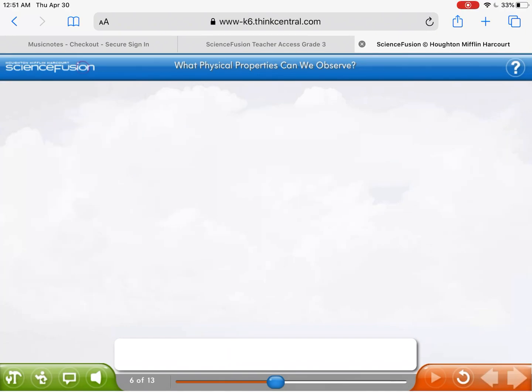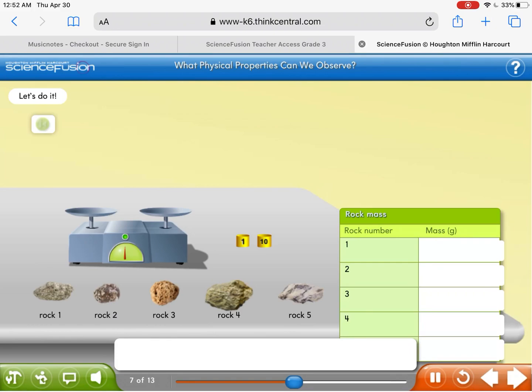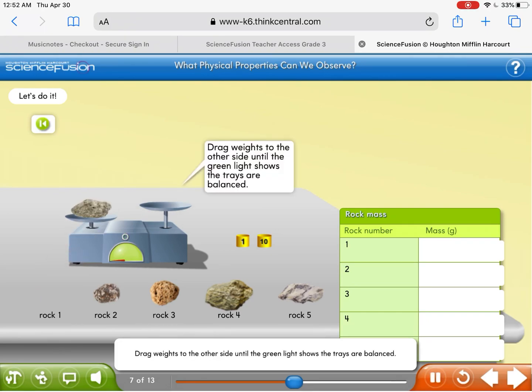All right, let's do the experiment. Let's measure the rock's masses. Drag a rock to the scale. Drag weights to the other side until the green light shows the trays are balanced.